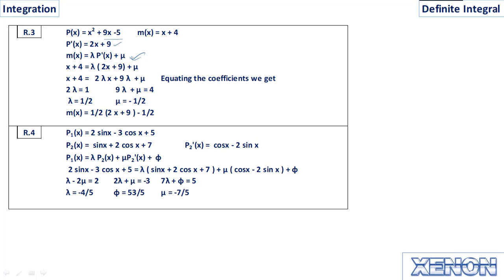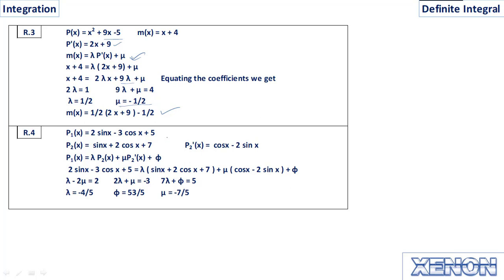So x plus 4 equals lambda times (2x plus 9) plus mu. So x plus 4 equals 2 lambda x plus 9 lambda plus mu. When we compare the coefficients of x and the constant terms, we get 2 lambda equals 1, which implies lambda equals 1 upon 2, and 9 lambda plus mu equals 4. Putting lambda equals 1 upon 2, we get mu equals minus 1 upon 2. So m(x) equals 1 upon 2 (2x plus 9) minus 1 upon 2.